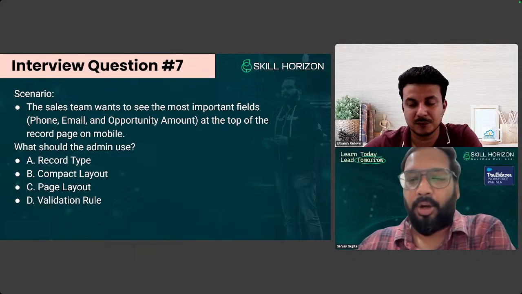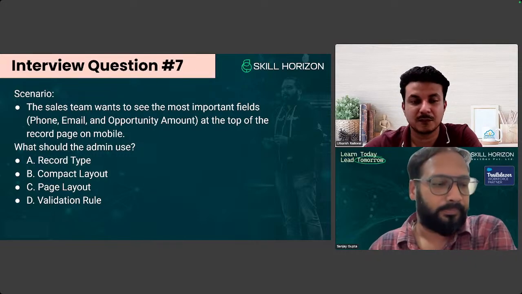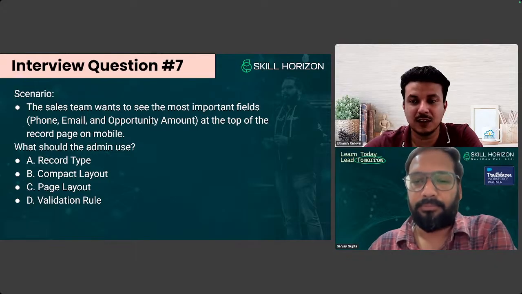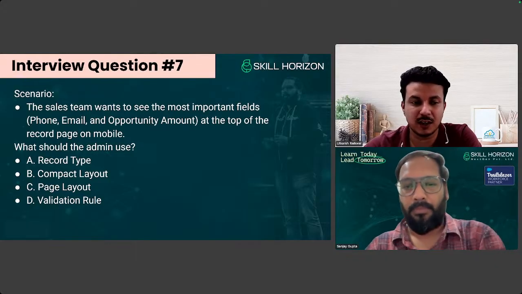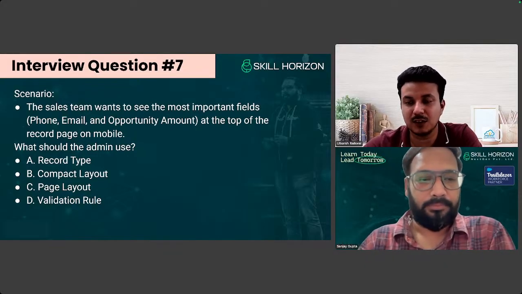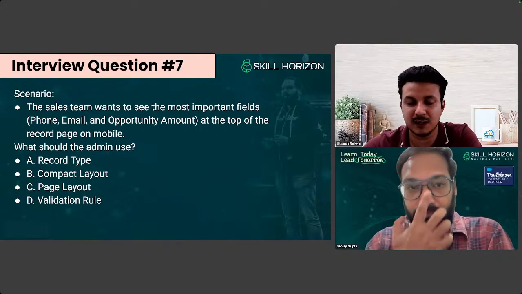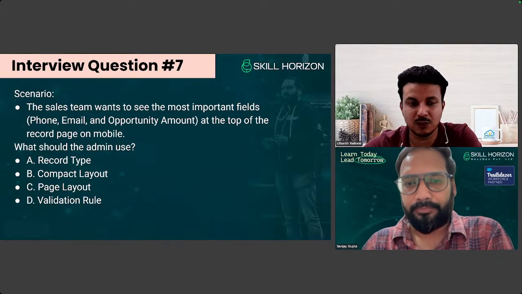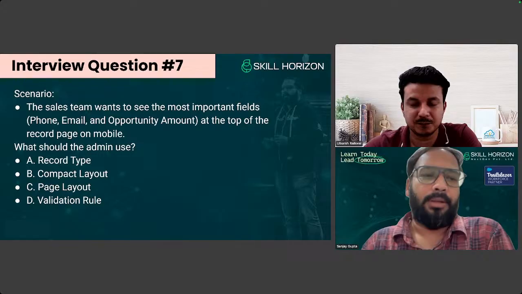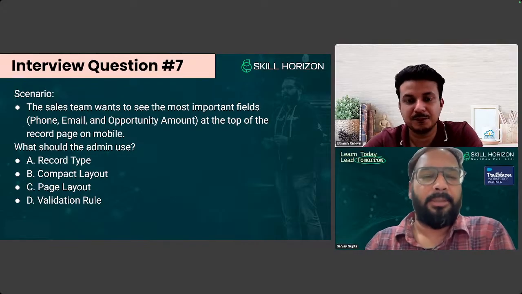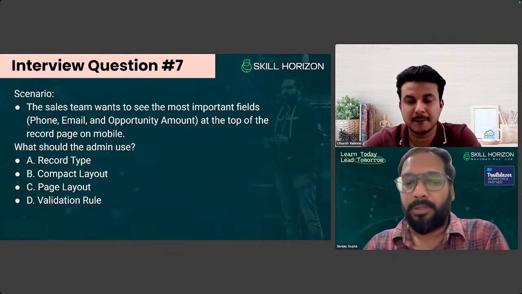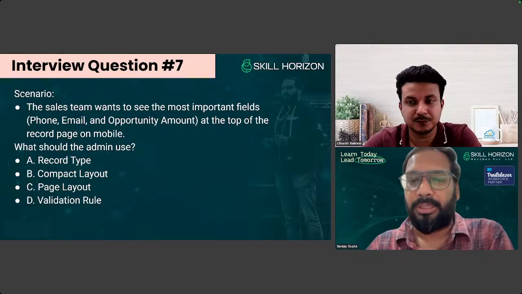Okay, mostly are saying compact layout. So what's your answer, Utkarsh? Compact layout, sir. Because compact layout controls the fields in the highlighted panel, whereas record type and page layout only manage the picklist values and do not control the fields in the highlighted panel. The validation rule is not for UI configuration. Absolutely right. I think people get confused between page layout and compact layout. So the correct answer is compact layout. B is the correct answer, and mostly people are correct.